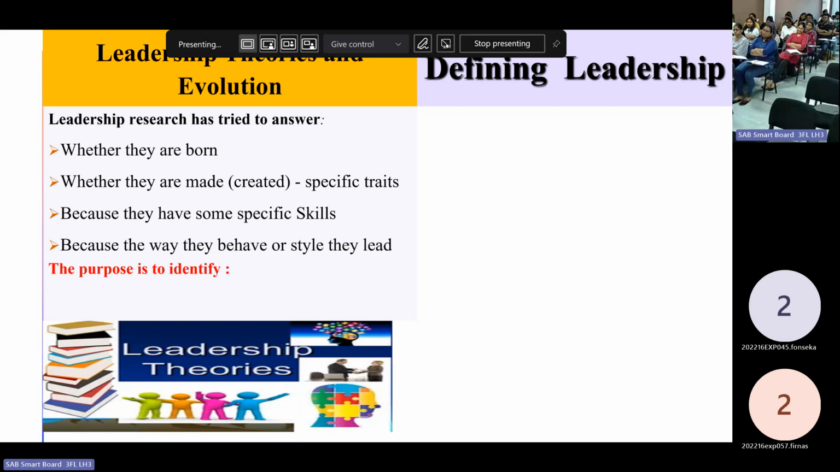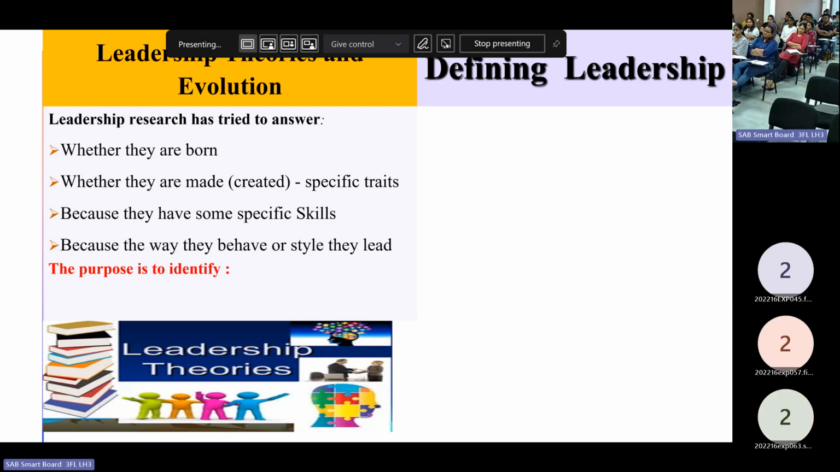Now we were discussing, and there was a presentation you all have been doing, on whether leaders are born or made, a debate on leaders born or made. This was the focus in the last three centuries. Whether they are born or not, whether they are made, or have specific traits, specific skills, or the way they behave. Just make a note: leader has, leader behaves, leader made. Check whether the leader has, that means born with that particular trait, or whether they can make that trait, say you can talk, whether you can make it creative.